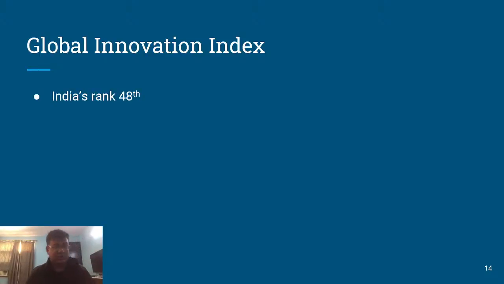Indexes are very important. Please do not leave out a single index which I cover. There are lots of not so important indexes, but indexes become important when it's a credible body which comes up with them. So, the Global Innovation Index, and this is actually an index where India has done extremely well. One of India's best performances. We have finished 48th for the first time ever. India has entered the top 50.